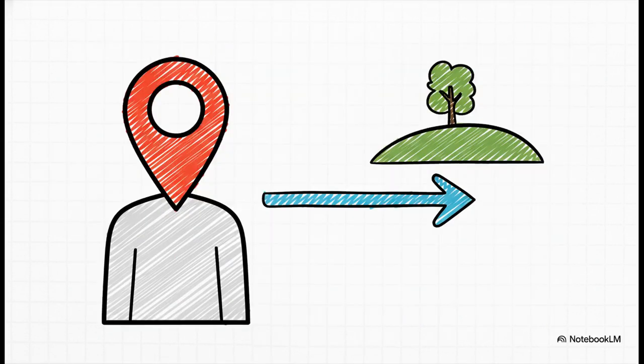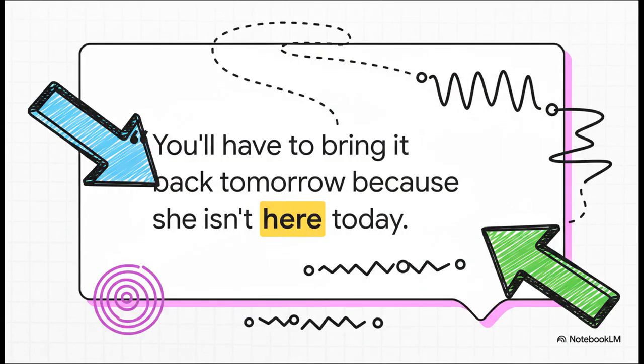Next, we've got spatial deixis, and as the name suggests, this one is all about location, location, location. These are the words we use to point to places relative to where we are. The word here is the absolute perfect example. Here, for me, right now, is a completely different place than here for you. It's a moving target that's always centered on whoever is speaking. Words like there, this, and that all work the same way.